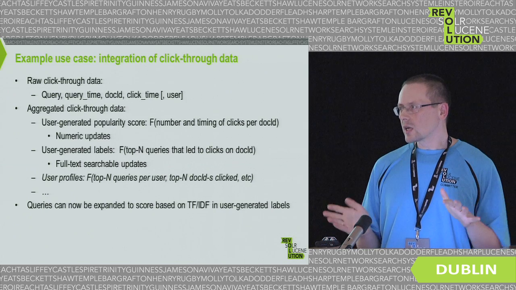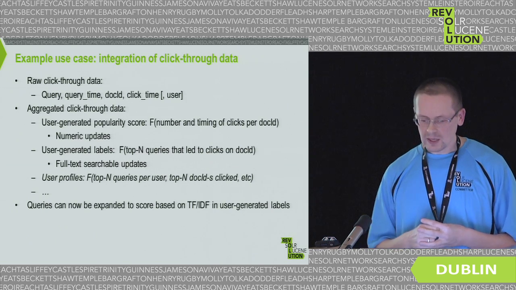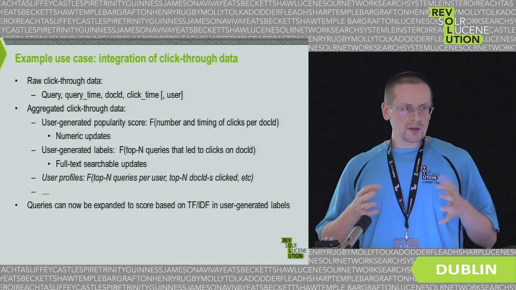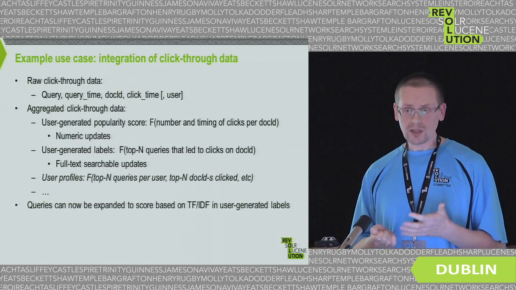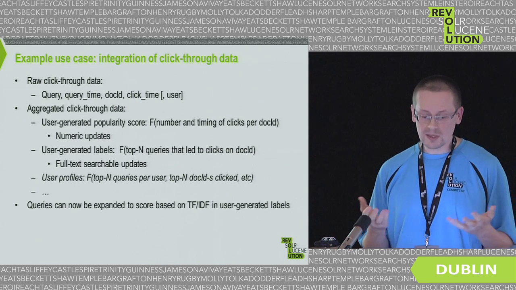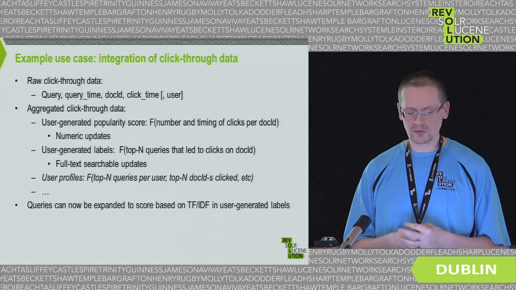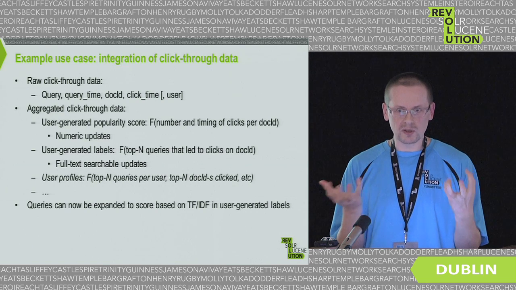Then this raw click-through data is periodically aggregated, and once it's aggregated, we would like to apply it to the main index, right, without actually reindexing everything. So that's exactly the perfect use case for this split of concerns.